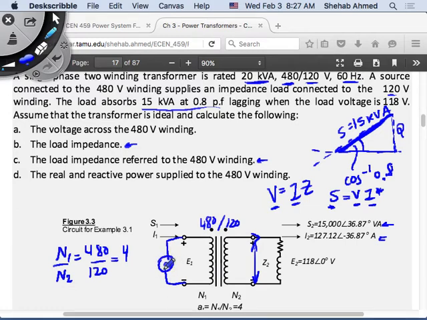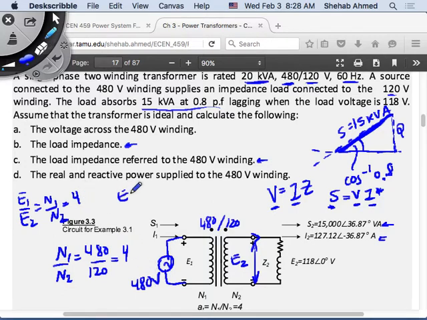So if I want to know what the voltage across the load is, what did I do? I took my voltage source and multiplied it by 1 over the turns ratio, right? So I wanted to find what E2 is or V2 is, right? I know the relationship is E1 over E2 equal to N1 over N2, which is equal to 4 in this case, right? So if I'm putting a 480 volt source here, and I want to know what the voltage is on the primary side referred to the secondary side, what would I do? I would take the 480 volts and divide it by 4.